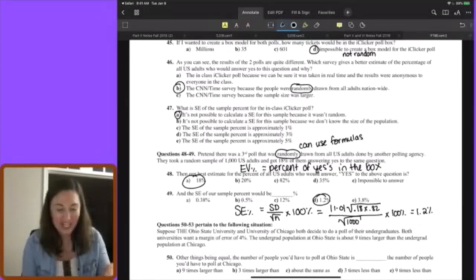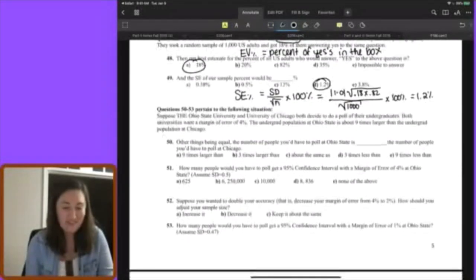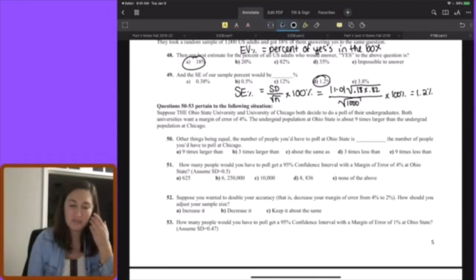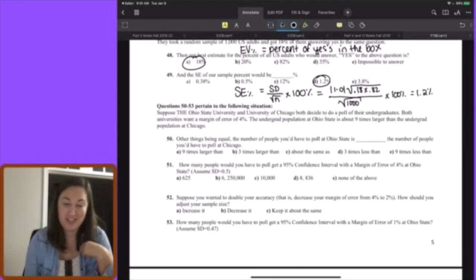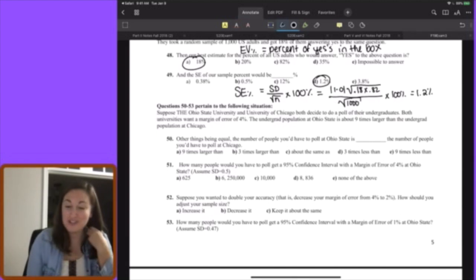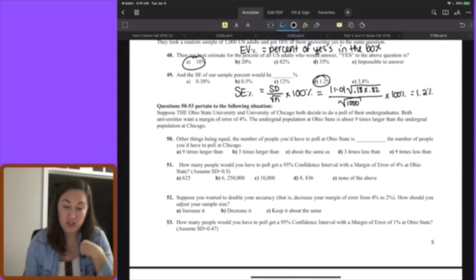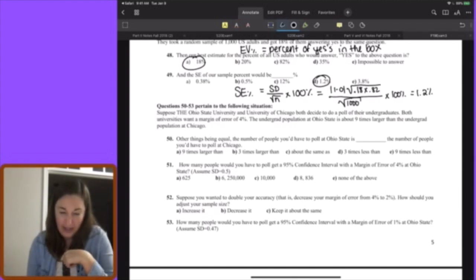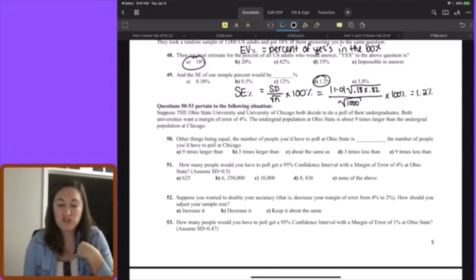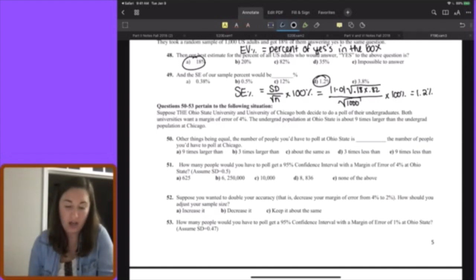Looks like we're good. Questions 50 to 53 pertain to this situation. It says, suppose the Ohio State University and University of Chicago both decide to poll their undergraduates. They want a margin of error of 4%. All right. The undergrad population at Ohio State is 9 times larger than the undergrad population at Chicago. So here it says for number 50, all other things being equal, the number of people you'd have to poll at Ohio State is how many times the number of people you'd have to poll at Chicago.